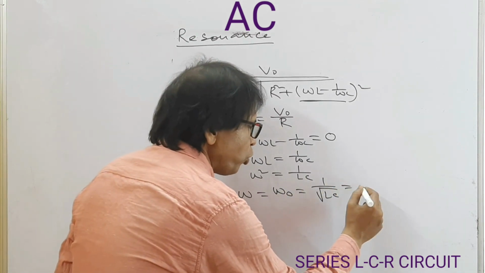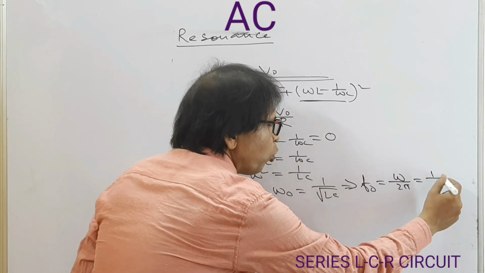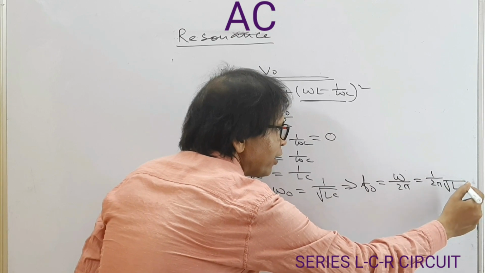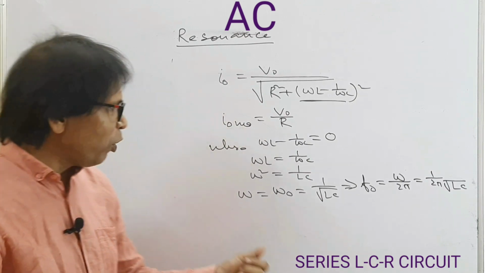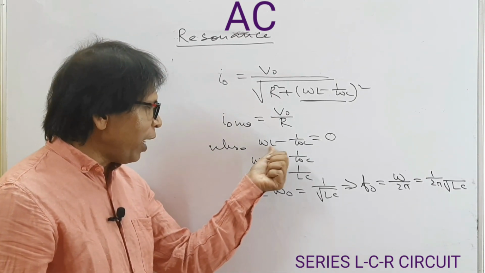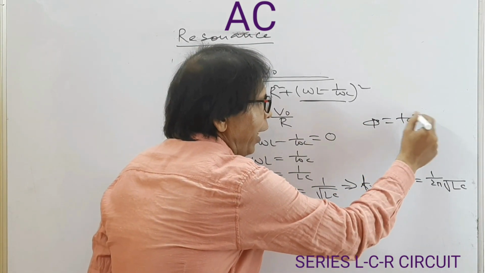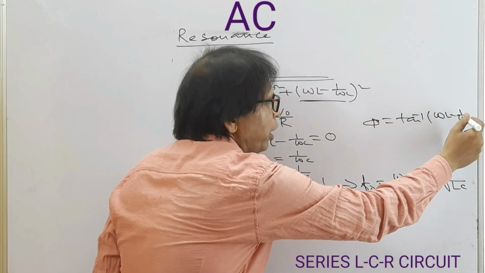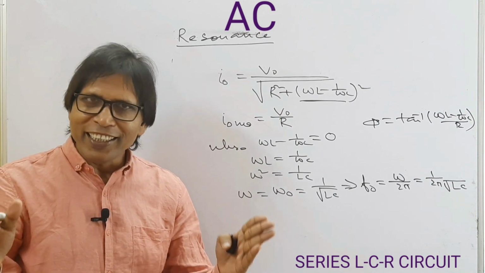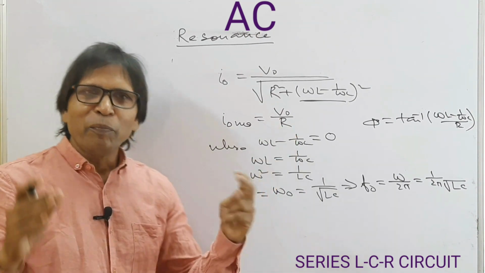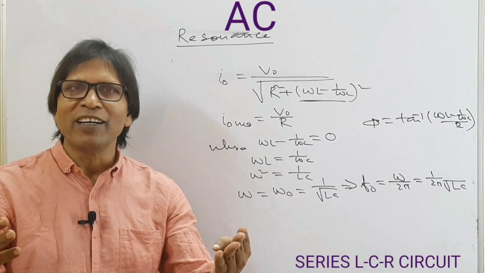Now, the frequency of resonance f naught is equal to omega by 2 pi, so this is 1 by 2 pi root under LC. So at resonance, the current becomes maximum. And as omega L minus 1 by omega C is 0, the phase difference between current and voltage, which is omega L minus 1 by omega C divided by R, is also 0. Impedance is equal to R. VL equals VC. Power is maximum.